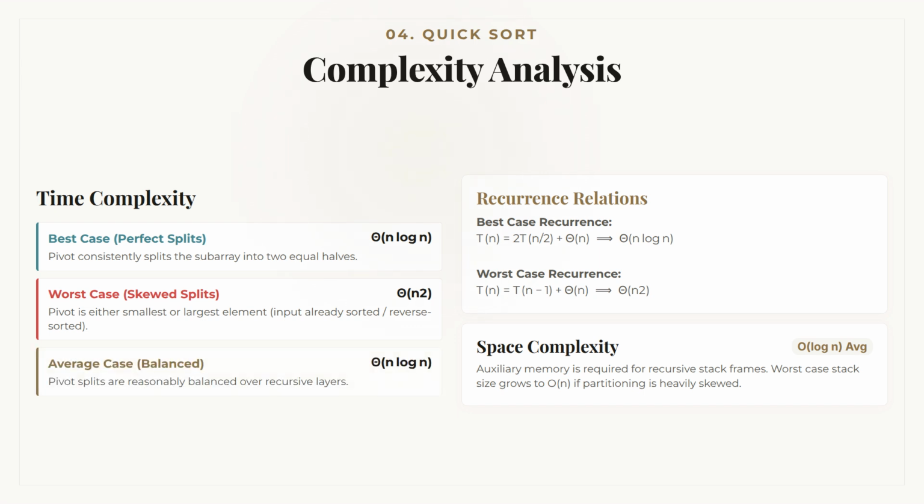Fortunately, the average case performance of quicksort is theta of n log n, which makes it extremely efficient in practical applications. The space complexity in the average case is O(log n), due to recursive calls.